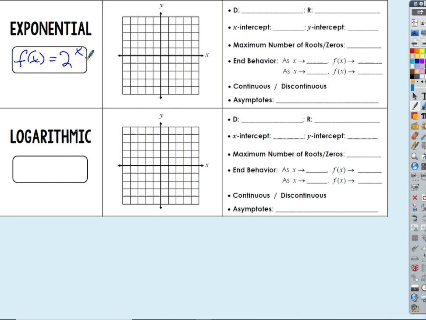So what's the shape of this graph going to be then? Tell me some characteristics. It's like a backwards L. Okay, it's going to grow as we get bigger values of x. It's just going to keep growing faster and faster, right?